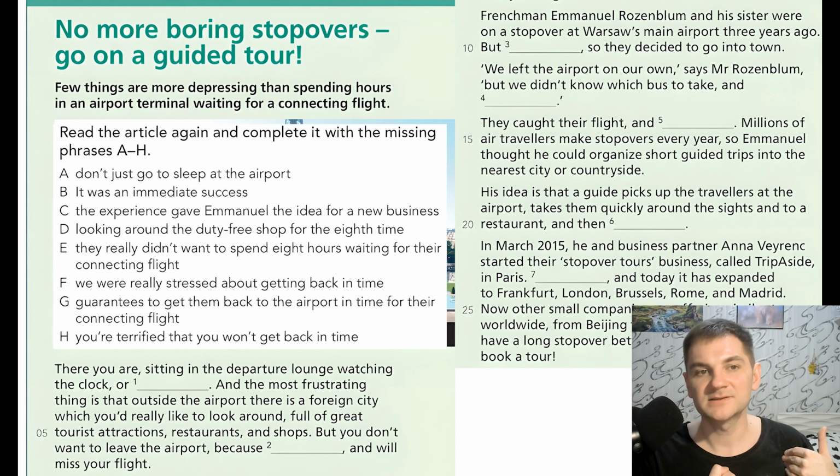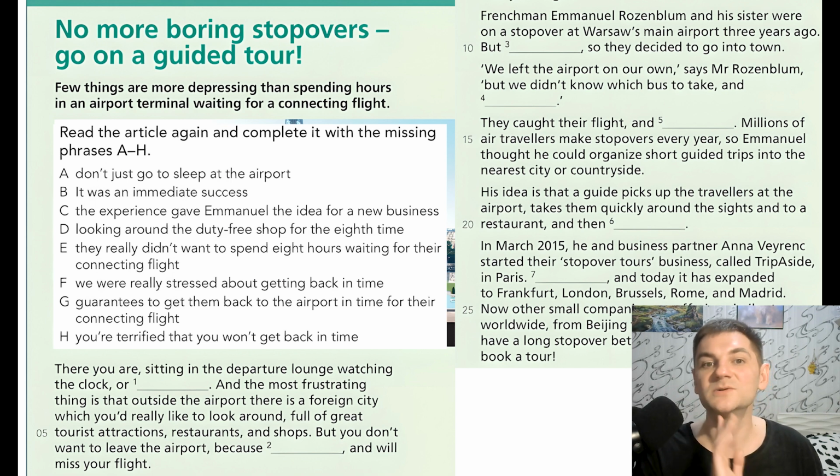To my mind, if people like an idea and they are ready to use it and to pay for it, it's a good idea. And that's obvious. Speaking of the second task, do you remember that the text has some gaps in it? Let's complete the article. Part B. Read the article again and complete it with the missing phrases from A to H.